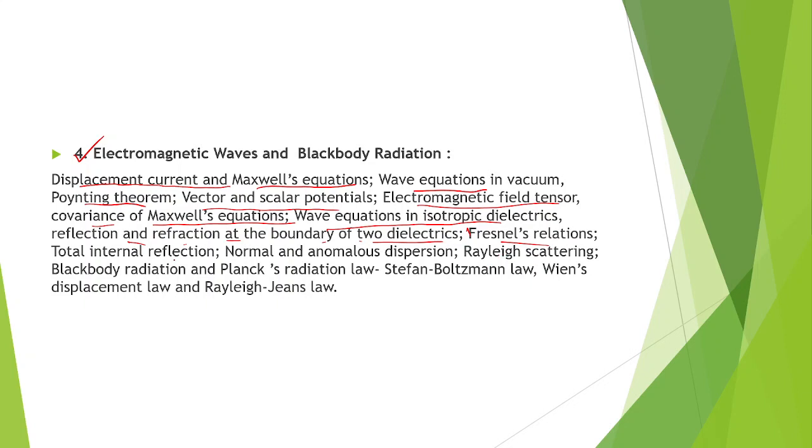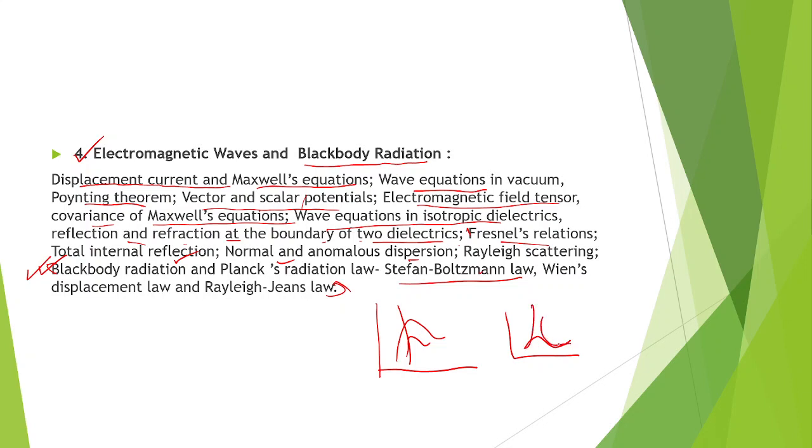Fresnel's relations, total internal reflection, normal and anomalous dispersion, Rayleigh scattering. Now this is actually a part of your quantum mechanics, or you can say statistical mechanics, but they have included black body radiation here. So black body radiation is an important part. We have Planck's radiation law, Stefan-Boltzmann law, like this. We're going to see some of these graphs. This is the Planck equation, this is Rayleigh-Jeans, Wien's. We'll see the ultraviolet catastrophe, everything.